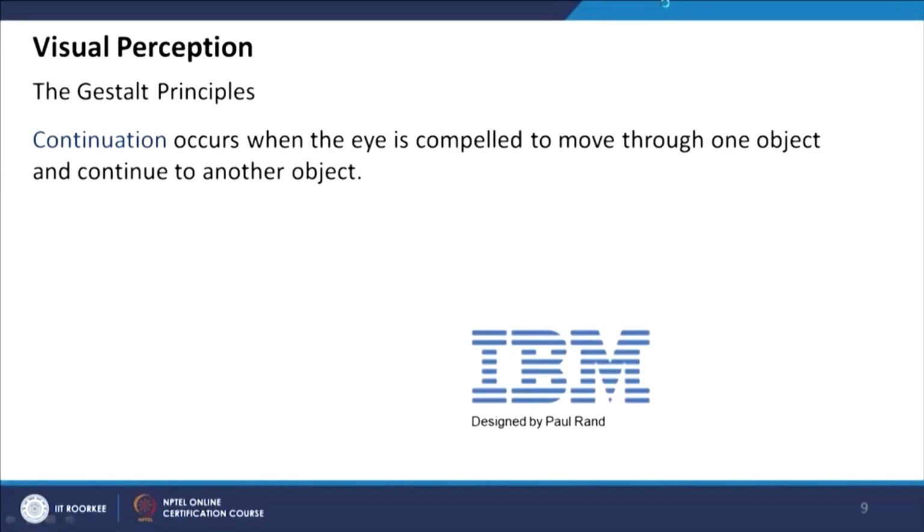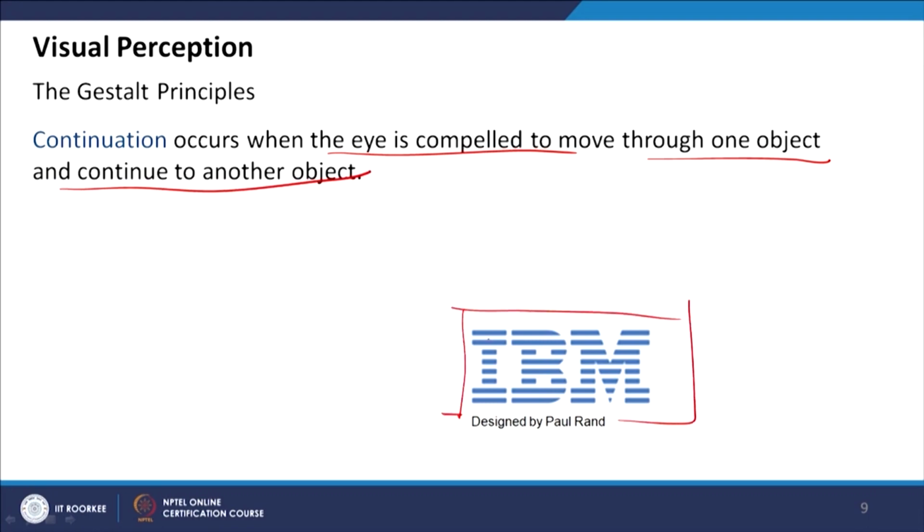Now the next thing is continuation. Continuation occurs when the eye is compelled to move through one object and continue to another object. Because of the proximity and similarity of these rectangles, we perceive them as one, and our eye moves through these lines, and then we read this as one logo. So here many gestalt principles can be applied together.